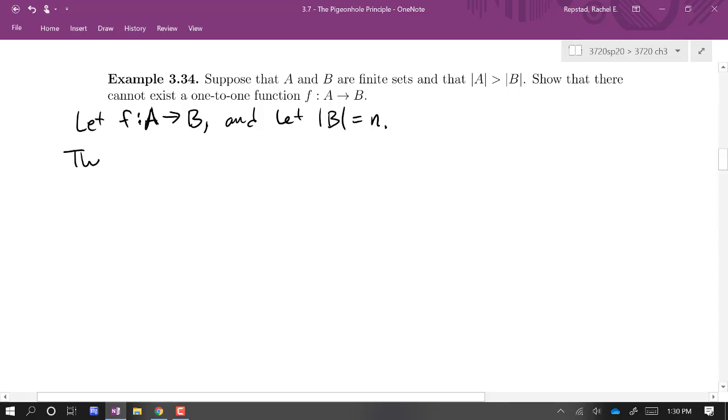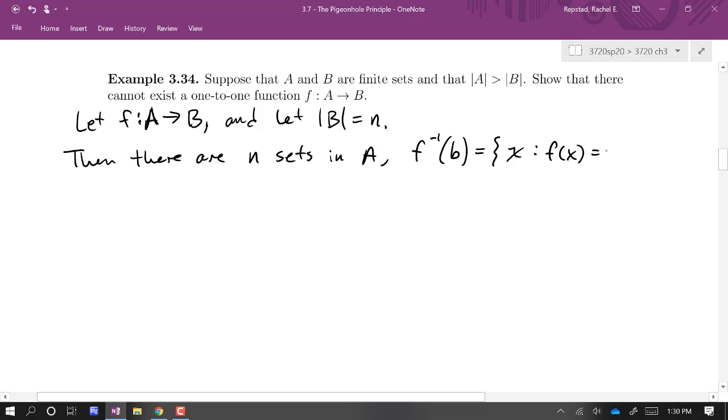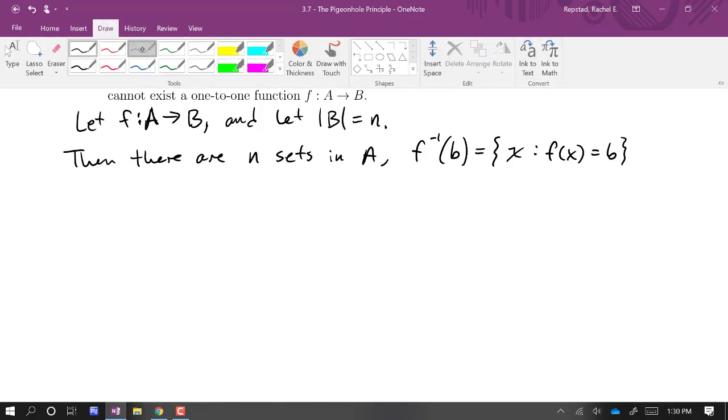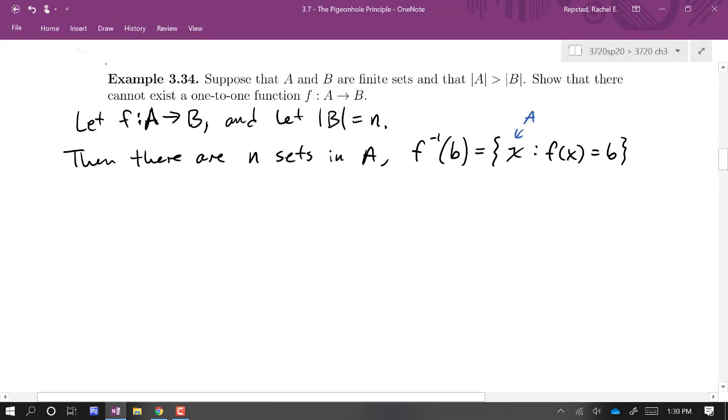So that looks like, let's see, there are n sets in A that look like the preimage of some element of B. So this preimage is the set of, the preimage of the element b is the set of all x such that f of x is equal to b. So it's the set of elements in A, right? So this would be an element in A. It's the set of elements in A that map to that particular element b. And we have n of these sets, one for each element b in B.